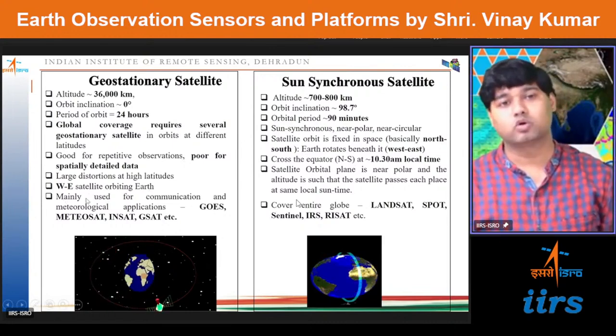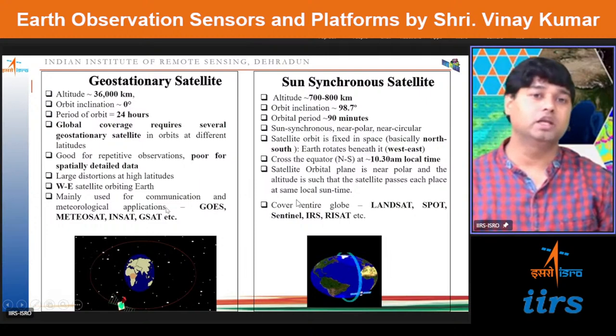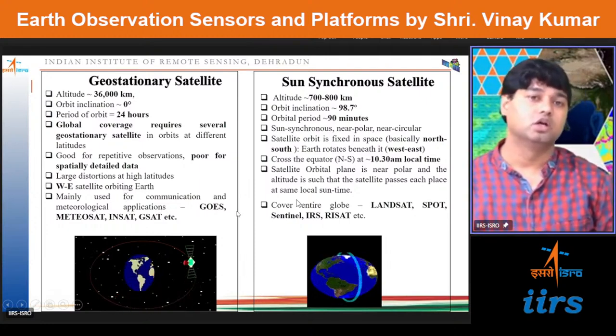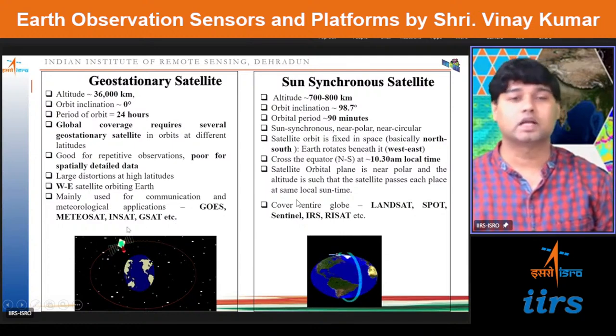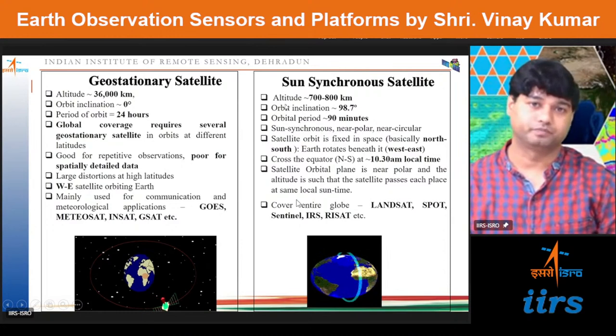All the satellites, because Earth is also rotating from west to east, are also revolving from west to east. Mainly used for communication, meteorological, and telemetry purposes. Meteosat, INSAT, and GSAT series satellites are for this application.